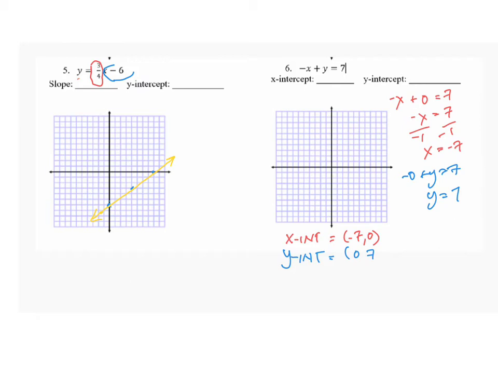1, 2, 3, 4, 5, 6, 7. And 1, 2. So here's our line. Something like that.